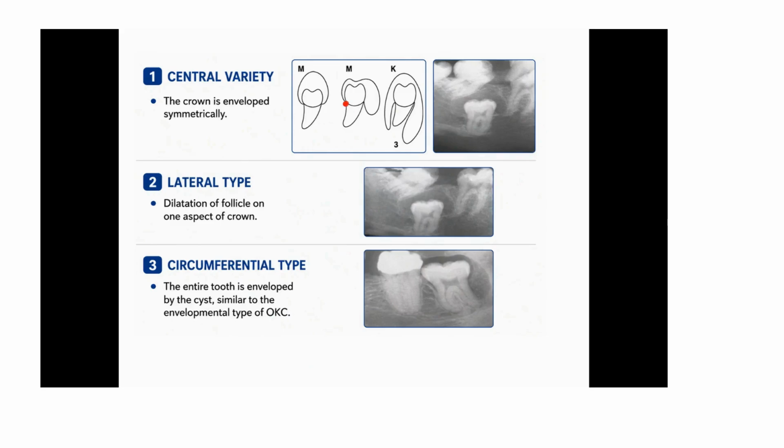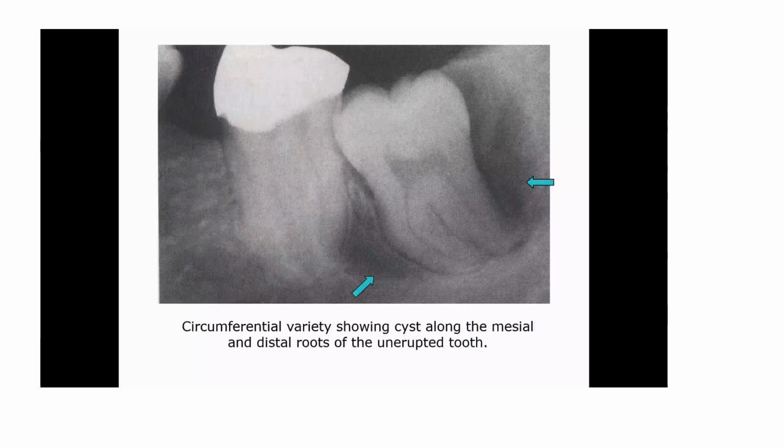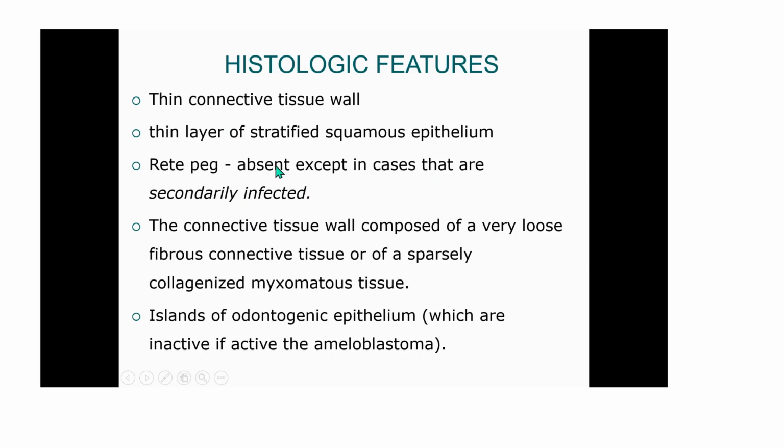Circumferential type, the entire tooth is enveloped by the cyst, similar to the envelopmental type of odontogenic keratocyst. It starts to look as if the entire tooth is inside the radiographic pattern, the radiolucency. Then there's this picture which is showing you the central type. You can appreciate cemento enamel junction to cemento enamel junction is the radiolucency. Here, circumferential type, wherein it looks as if the entire tooth is inside the radiolucency.